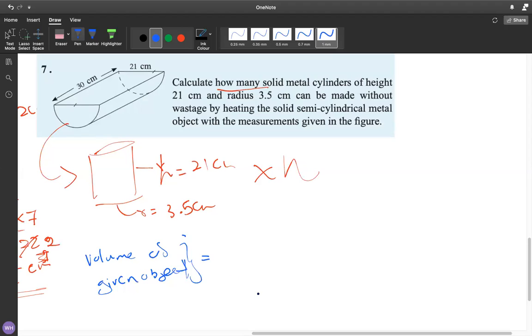Half pi in the sense it is 22/7, and the radius, the diameter is 21, right? So the radius should be 21/2. Here also 21/2, and the height.